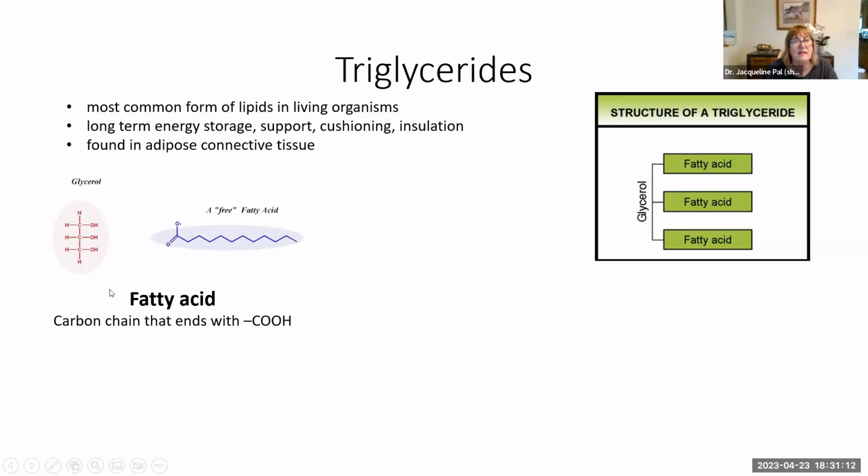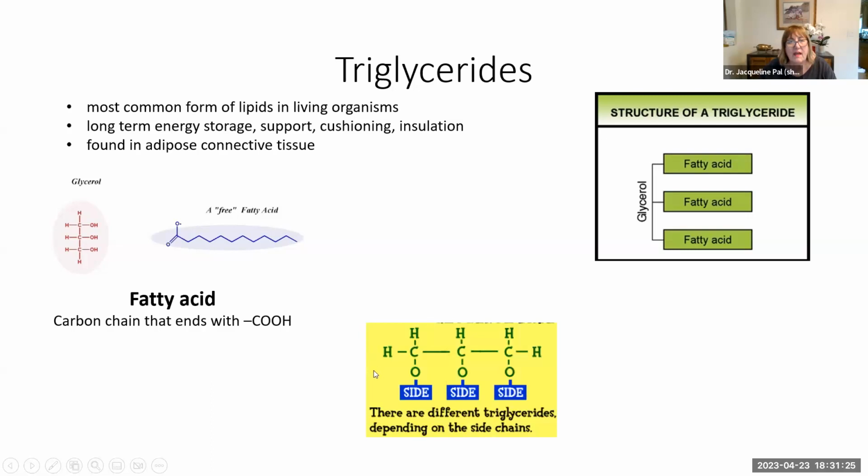And that is what makes it a fatty acid. So we're going to have 3 of these things attaching to the 3 carbons of glycerol. In other words, we're going to get rid of some hydrogens there as well. Now, there are different kinds of triglycerides, depending on these little side chains. We can take this side chain and change it.